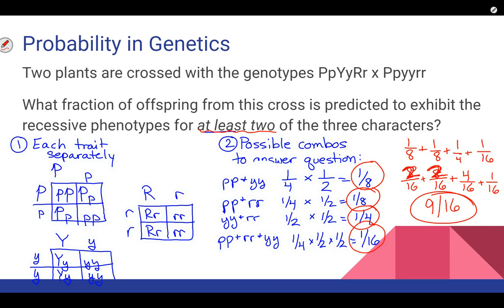Okay, so the answer to this question, what fraction of the offspring will be recessive for at least 2? So it will have one of these combinations. That overall probability is 9/16. Questions?